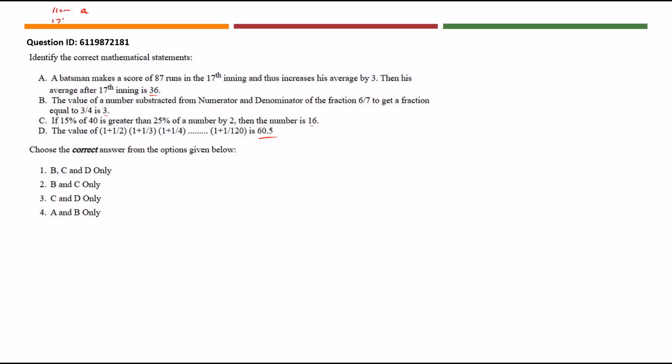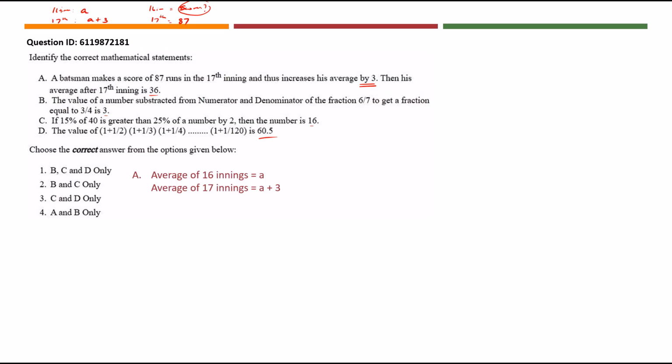After the 17th inning, what happens? The average is increased by 3, so this can be taken as A plus 3. Now for 16 innings, you don't know what the total score is, but for the 17th inning, you know the score is 87. So along with the total score, you have to add this 87 and divide it by 17. Ultimately, that will be equivalent to A plus 3.